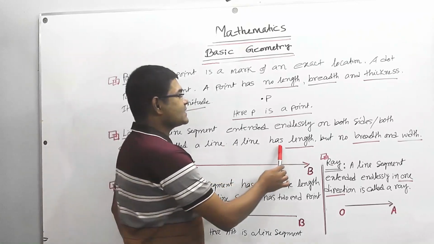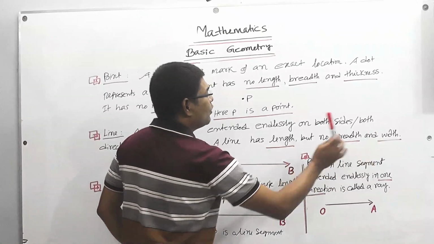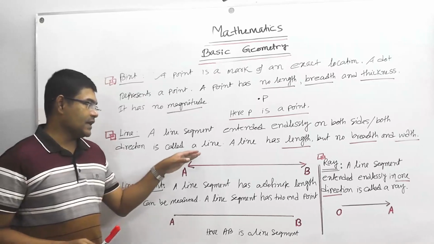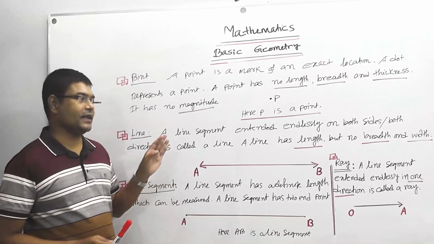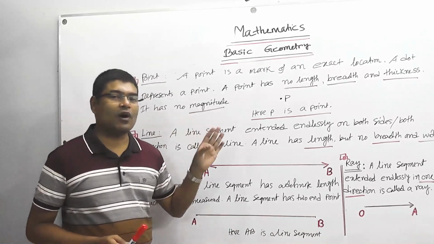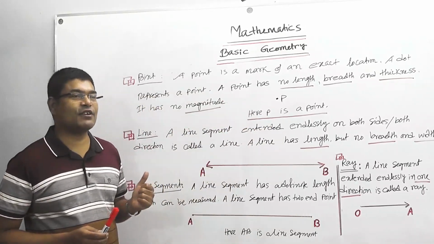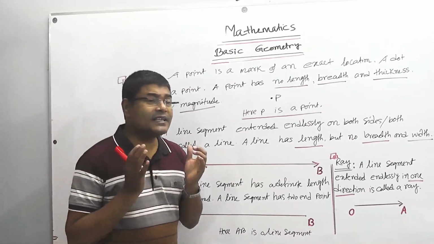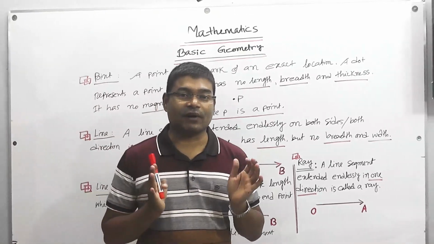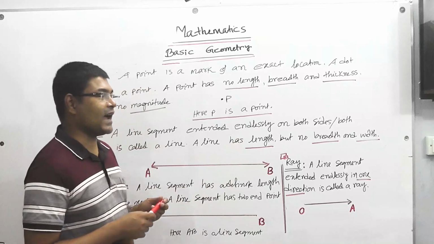A line has length but no breadth or width. So here AB is a line. I think you have got the definition of a line. Now, line segment. A line segment is a part of a line. So what is a line segment?